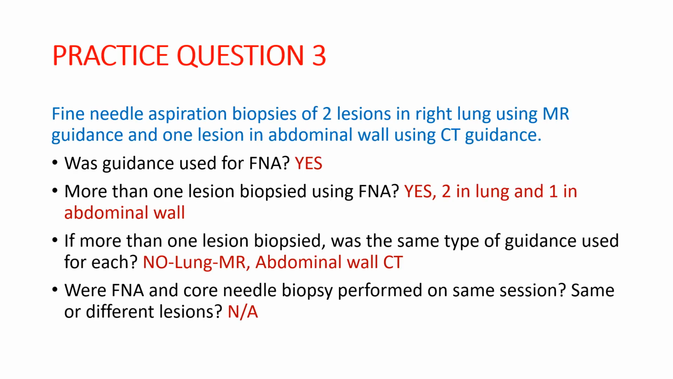So practice question 3. Fine needle aspiration biopsy of 2 lesions in the right lung using MR guidance, one lesion in the abdominal wall using CT guidance. So was guidance used for FNA? Yes, we had used the guidance. More than one lesion biopsied using FNA? Yes, 2 in lung and 1 in abdominal wall. If more than one lesion biopsied, was the same type of guidance used? No. Lung MR and abdominal wall CT. Where FNA and core needle biopsy performed in the same session, there is no such biopsy here, so not applicable.